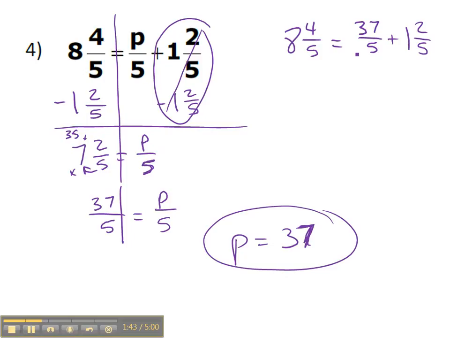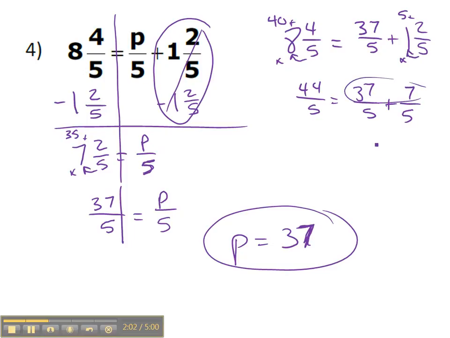What's the best way to do this? Let's make these all improper fractions. 5 times 8 is 40, plus 4 is 44/5 equals 37/5 plus, we need to make this mixed number an improper fraction. 5 times 1 is 5, plus 2 is 7/5, and 37 plus 7 is 44, so 44/5 equals 44/5. So we verified our answer.